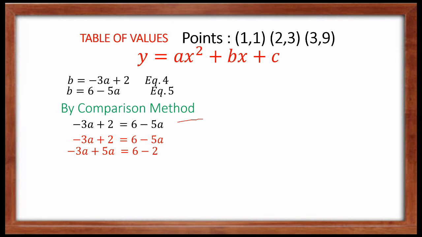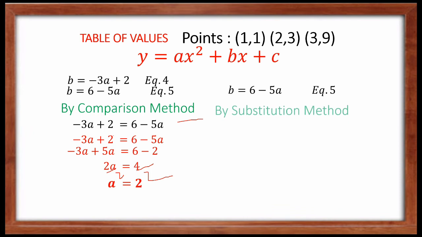What will happen? Nilipat na natin ang equal sign, yung negative 5A. Sa kaliwa, magiging positive 5A. Yung positive 2, lumipat sa kanan, magiging negative 2. Then, simplify. Magkakaroon tayo ng negative 3A plus 5A, 2A. 6 minus 2, 4. Then, ang value ng A natin ay 2. Bakit 2? Kasi dinivide natin sa numerical coefficient, which is 2. Therefore, the value of A is 2.